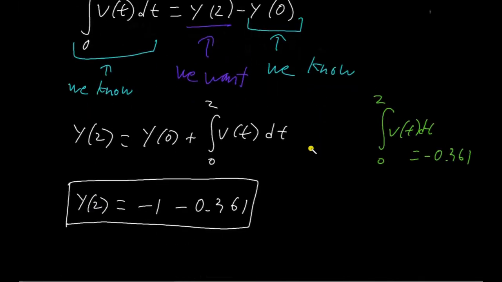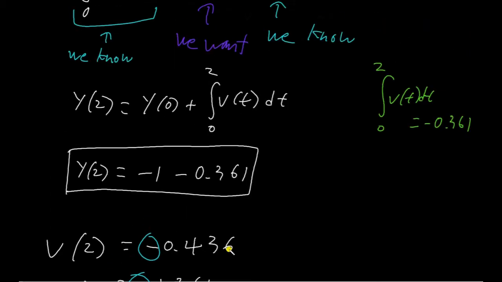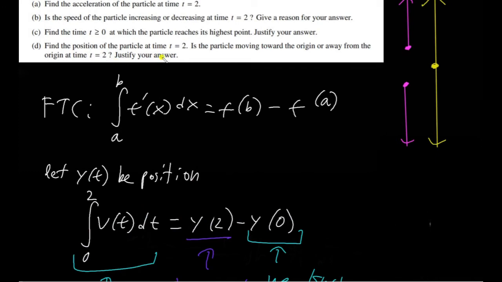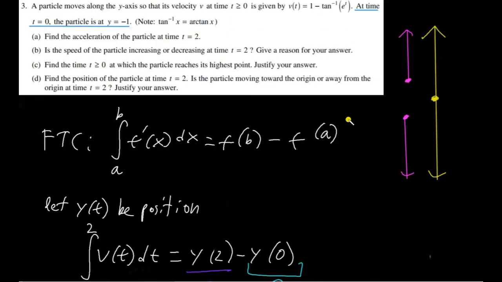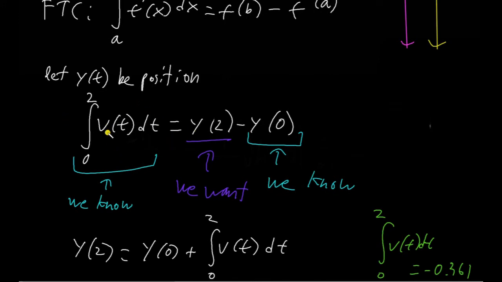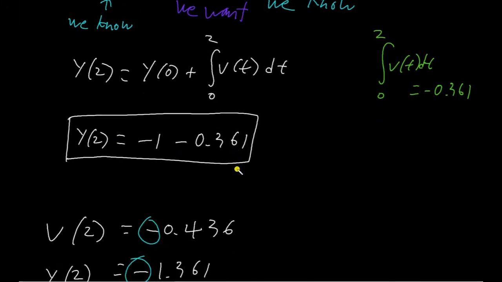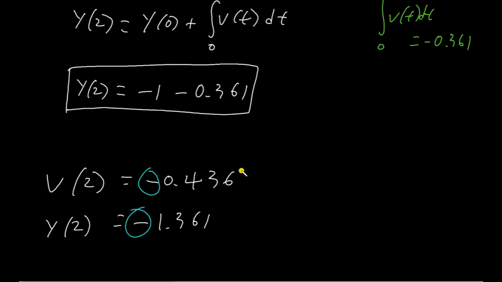Okay, so for our explanation, we'd say, well, since v of 2 and y of 2 have the same sign, the particle is moving away from the origin. That would be our justification. Okay, so for points, this is a 4-point question. 1 point for setting y of 0 equal to negative 1 that we noticed in the problem. Another point for calculating the value of the integral from 0 to 2 of the velocity. A third point for getting the correct answer for the position function. And then a fourth point for a correct justification of the particle moving away from the origin.